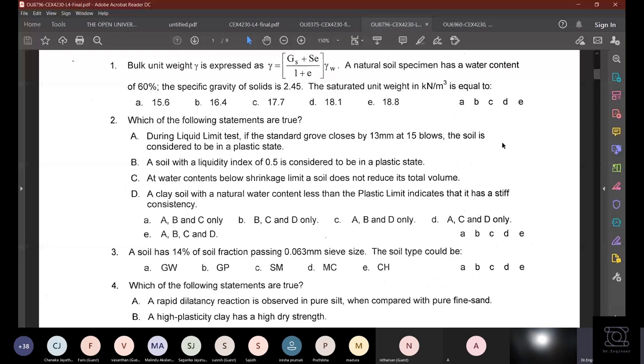A soil with liquidity index 0.5 is considered to be in plastic state. So what is liquidity index? Liquidity index is natural water content minus plastic limit over plasticity index, right? So in plastic state, if the soil is in plastic state, the natural water content should be higher than plastic limit, right?